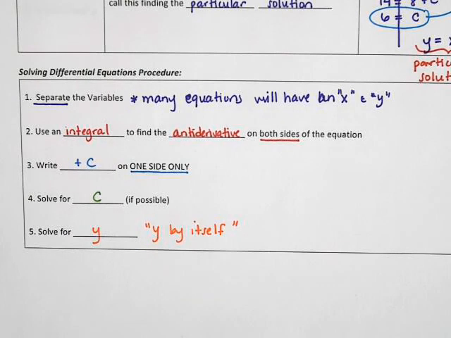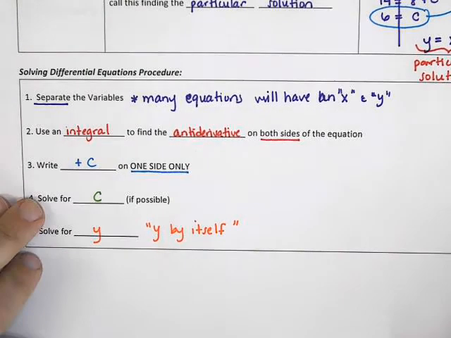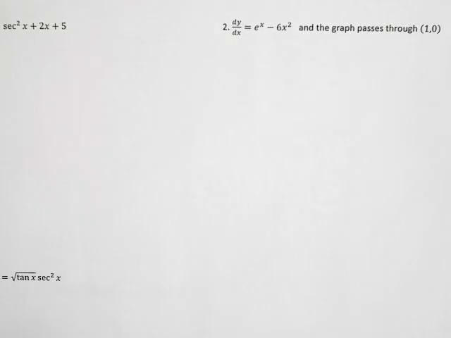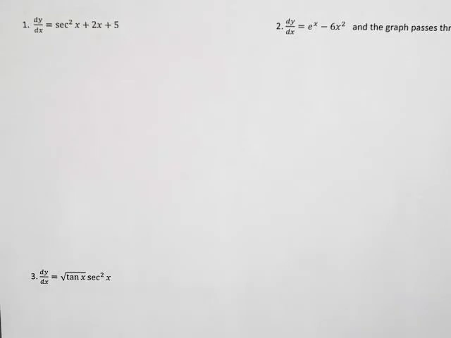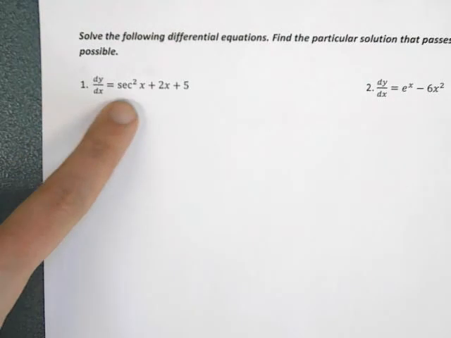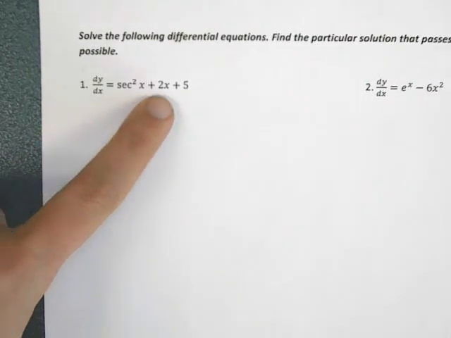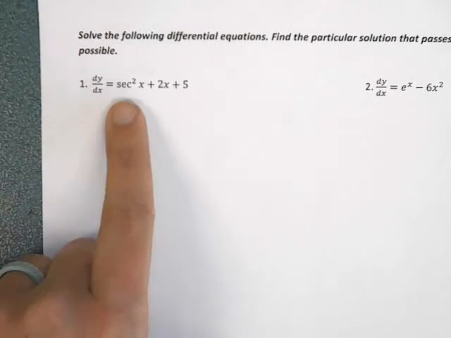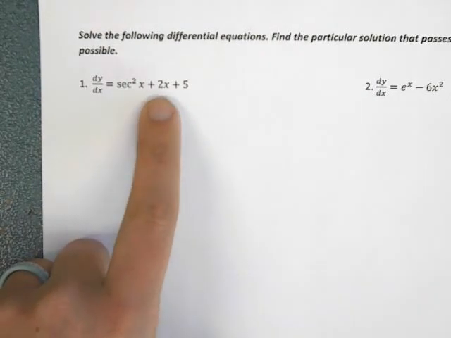So let's go ahead and work through some of these problems. We're going to start with problems that don't have a mixture of variables. All of these problems are going to be in terms of just x. So here's what I mean by that. If I look at the equation in problem number 1, I can see that the derivative is equal to secant squared of x plus 2x plus 5. On the right side of the equation, all of these terms are just in terms of x.